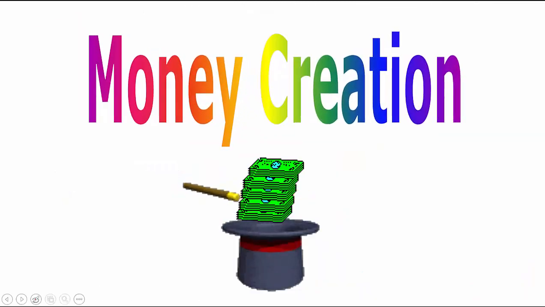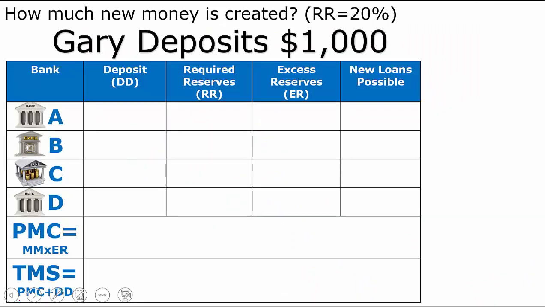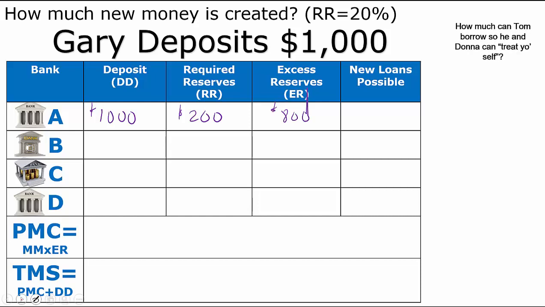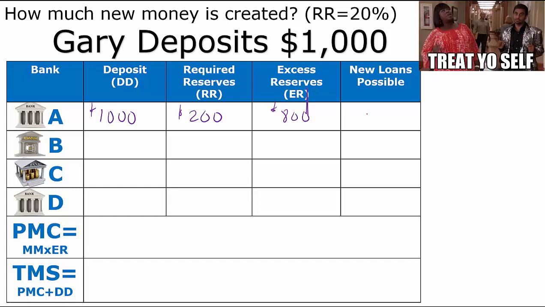So let me show you how it works in practicality. Okay, we're going to pretend that Gary deposits $1,000 in his bank. So I'm going to make the $1,000 deposit. It goes right there. The reserve requirement's 20%. So $200 goes to required reserves. That leaves $800 as excess reserves. So that means Gary's bank can loan out $800 so that Tom can borrow it so that he and Donna can go have a treat yourself excursion. Okay, so the new loans possible was $800. Now here's what happens.